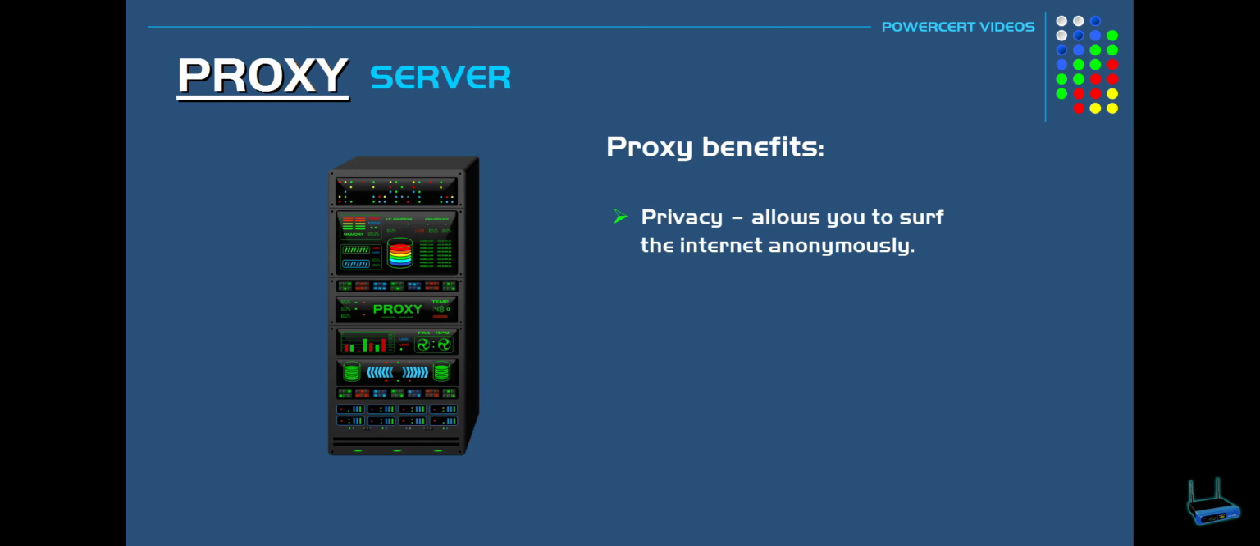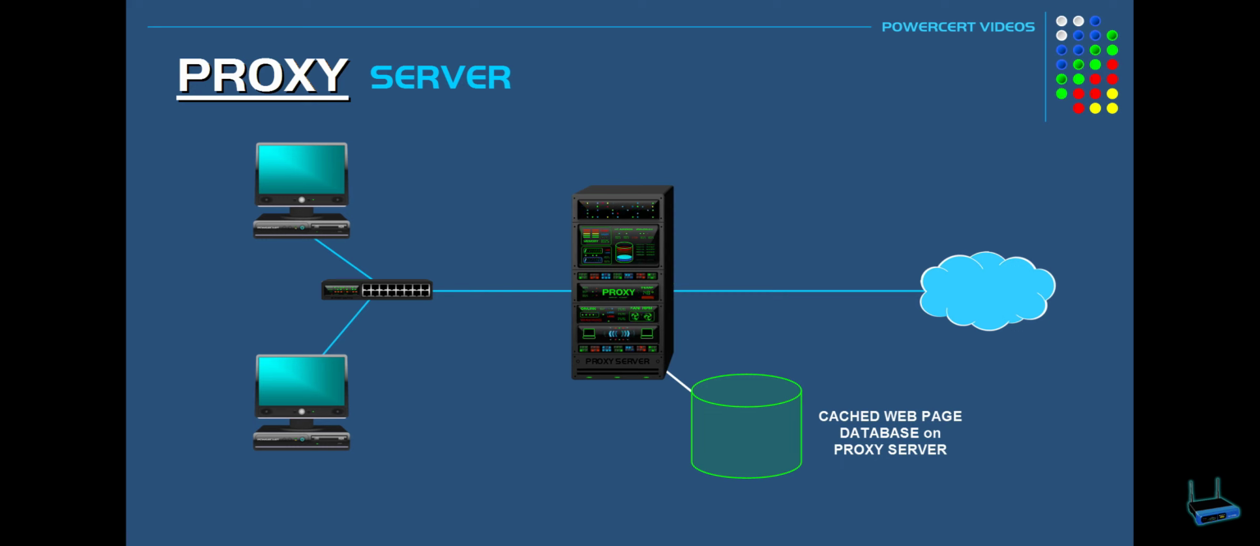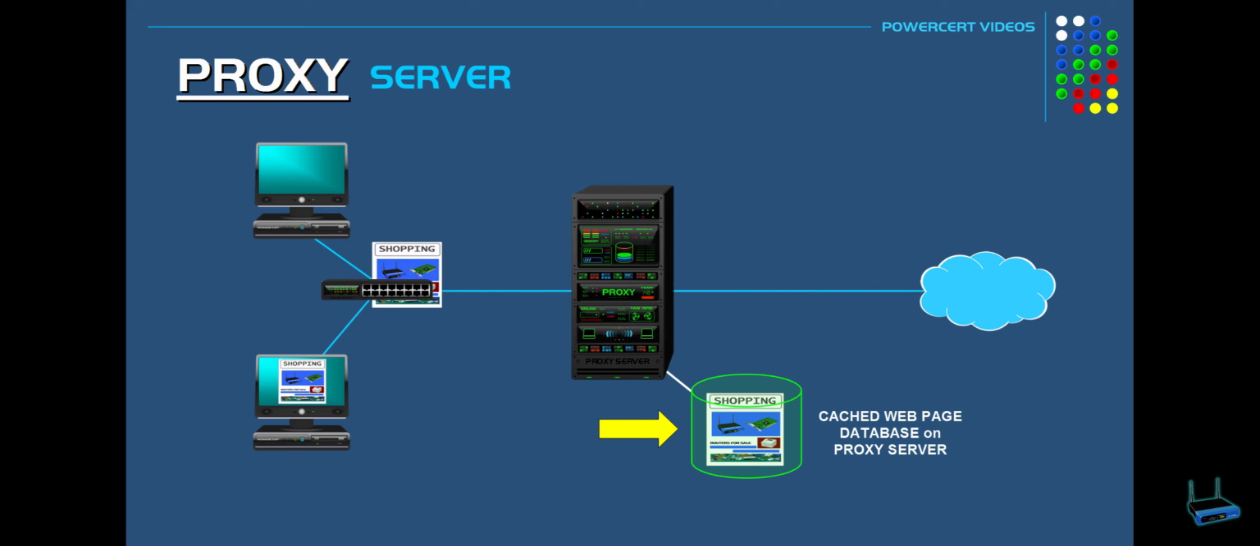And another benefit of using a proxy server is speed. So for example, if a company uses a proxy server, and whenever a user wants to retrieve a web page, the proxy server will retrieve the web page from the internet on behalf of the user, and then it'll store that web page into a centralized cache database. So if another user on a different computer goes to a web page that has been stored in the proxy database, the proxy server doesn't have to go out on the internet to retrieve the web page. It can simply retrieve it from its database and then send it to the user. So this makes web page retrieval much faster.